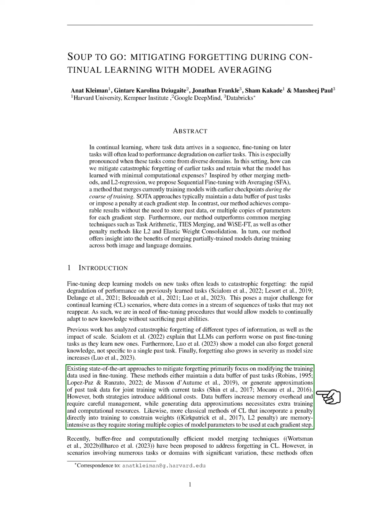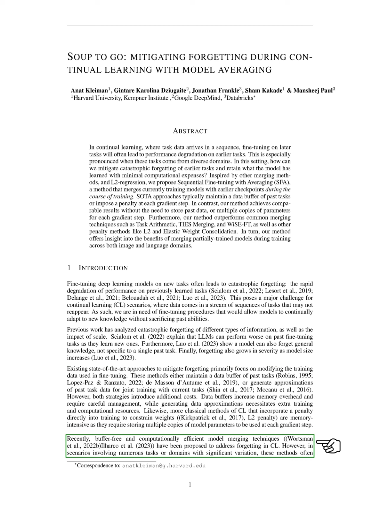Current leading strategies to reduce forgetting mainly focus on adjusting the training data during fine-tuning. These strategies either keep a buffer of past task data or create approximations of that data for training alongside current tasks. However, both approaches come with drawbacks. Data buffers require significant memory and management, while generating data approximations demands extra training and computational resources. Traditional continual learning methods often involve adding penalties to the training process to limit weight changes, but these can also be memory-intensive since they need to store multiple copies of model parameters.